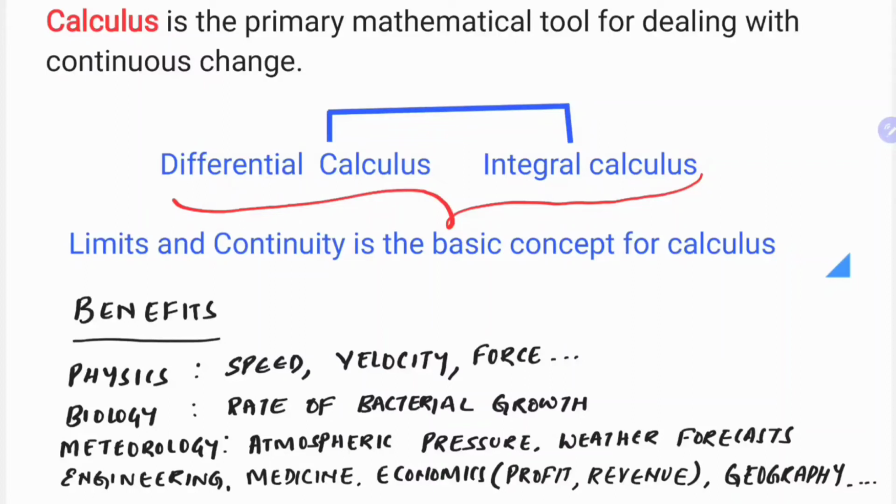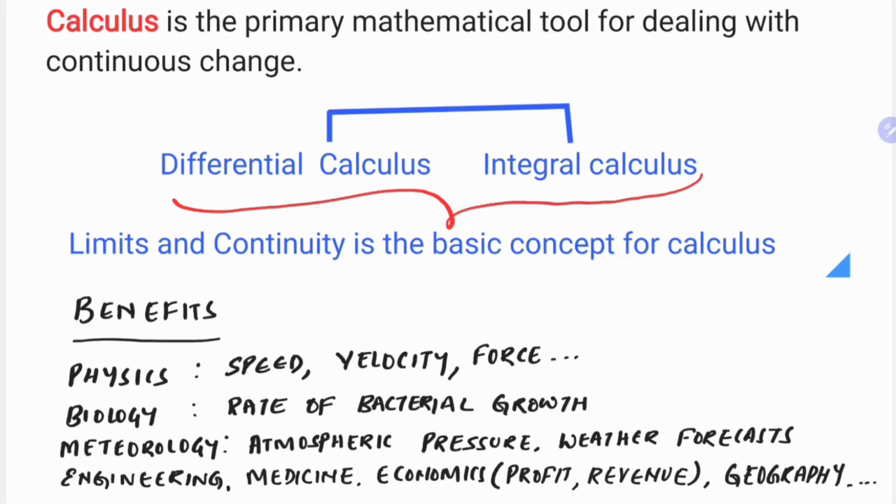Let's discuss the topic of calculus. What is calculus? Calculus is a primary mathematical tool for dealing with continuous change. What does this change mean? Say, for example, you have to determine the speed at which a vehicle needs to travel given distance and time, and if the speed keeps increasing, what is its impact on the distance and time? Or if distance is increasing, what is the change in speed?